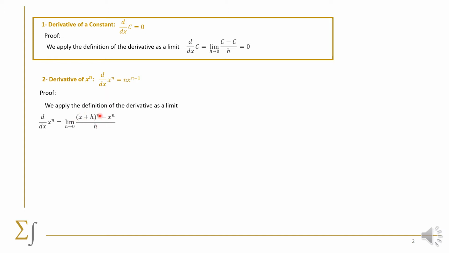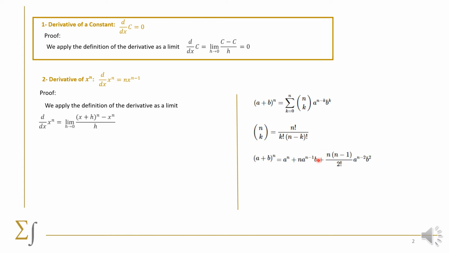We are going to use the binomial theorem to expand this bracket. We recall that a plus b all power n is equal to the summation from k equals 0 up to n of the binomial coefficients multiplied by a power n minus k multiplied by b power k. Again, we write the binomial coefficients in terms of factorials, and then we expand for the first three terms we see in front of us, that the first term is having a power n, and we expect the last term of the expansion to be b power n. Okay, now we apply the same thing up here for x plus h all power n.